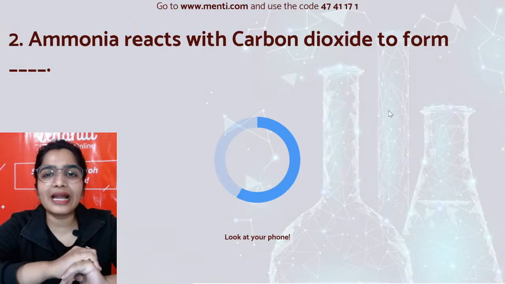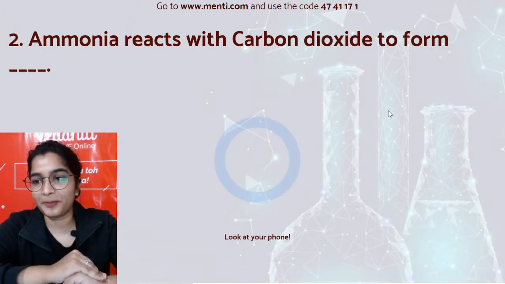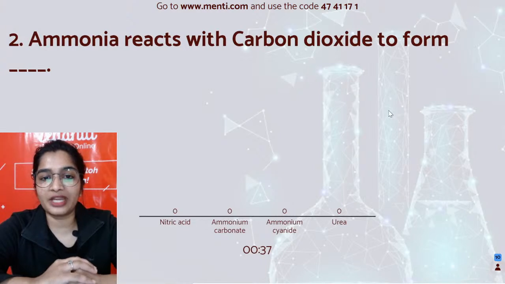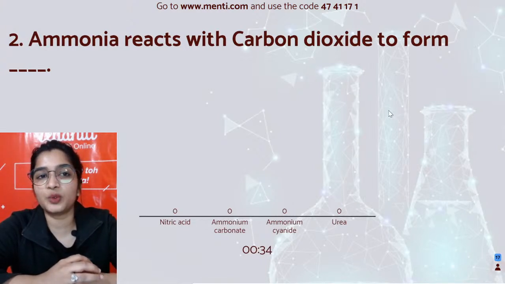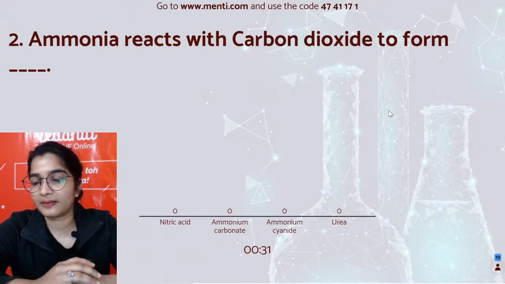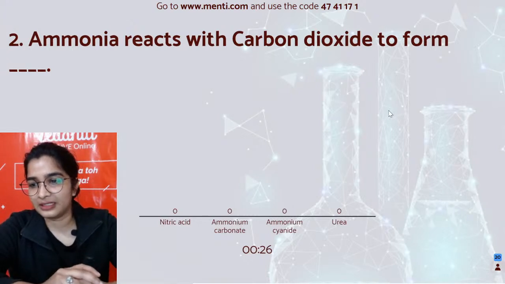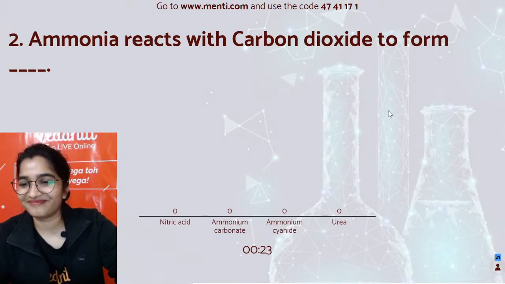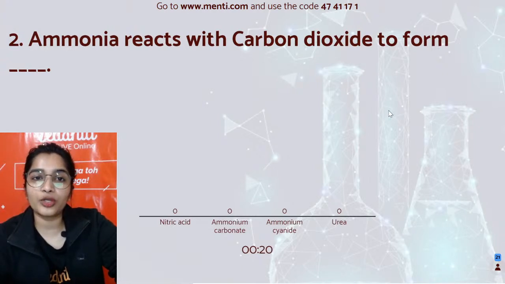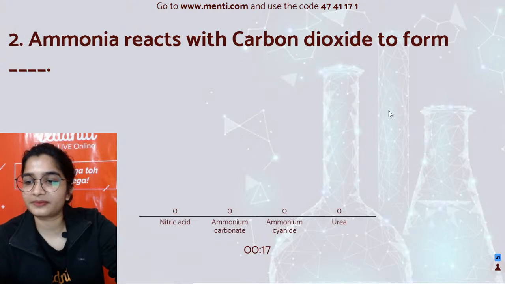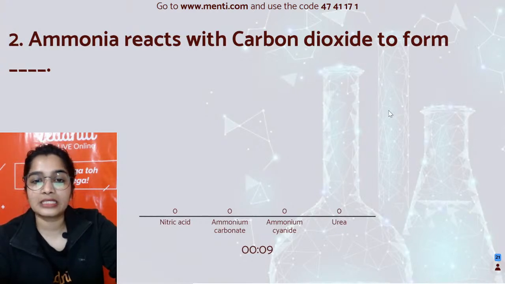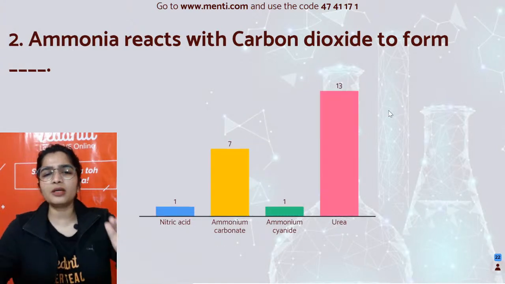Ammonia reacts with carbon dioxide to form nitric acid, ammonium carbonate, ammonium cyanide, urea. Very good. Hi Gaurav. Think and answer. Ammonia reacts with carbon dioxide to form what? That's you, Sudarshan. Last 5 seconds. Come on.